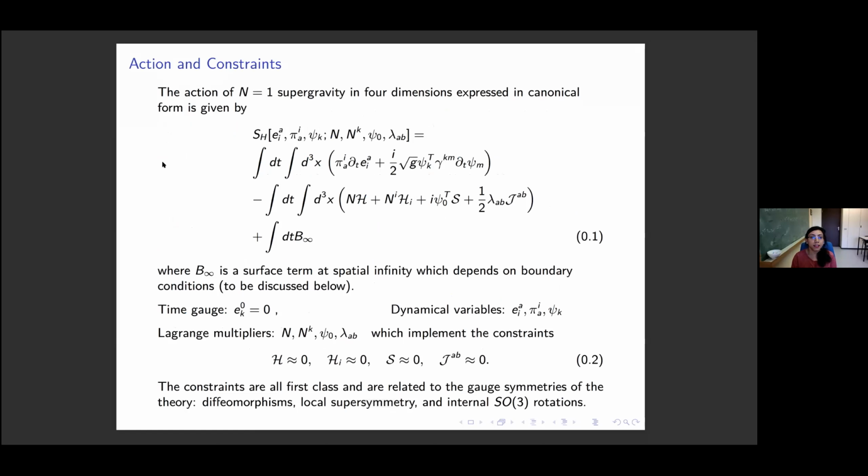So for this, we start with the action of N equal to 1 supergravity in 4 dimensions expressed in canonical form. And we choose the time gauge. Here, the lower index is the spacetime index and the upper one is the local Lorentz index. And so these are our dynamical variables. The third line expresses the constraints with the Lagrange multipliers, and then we also have a surface term, which I will return to later. And the constraints are all first class and are related to the gauge symmetries of the theory.